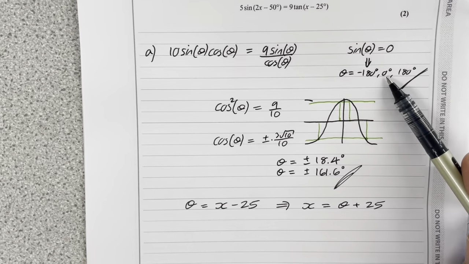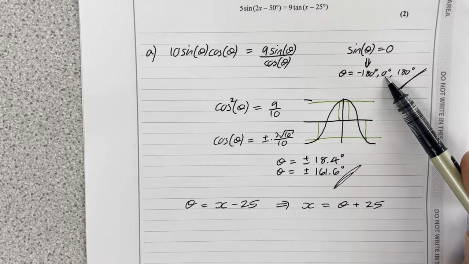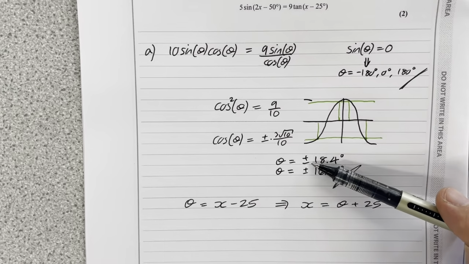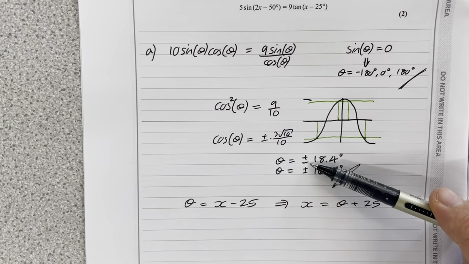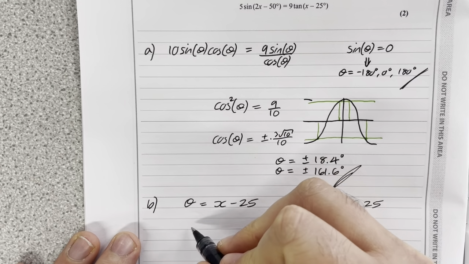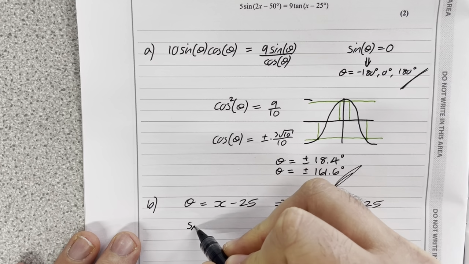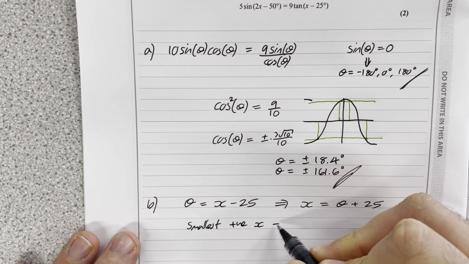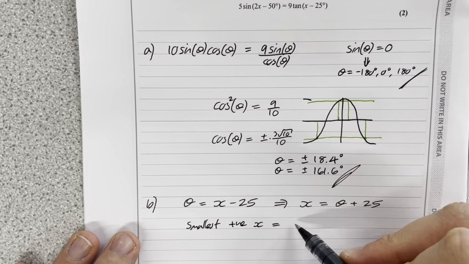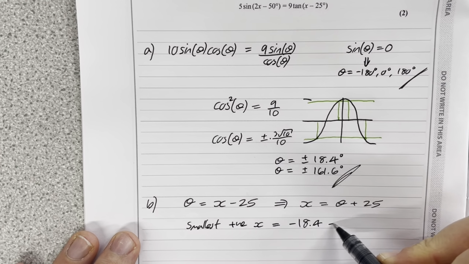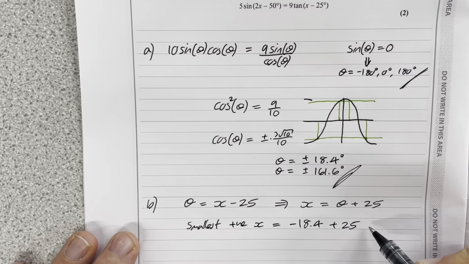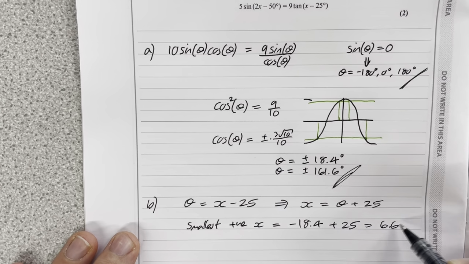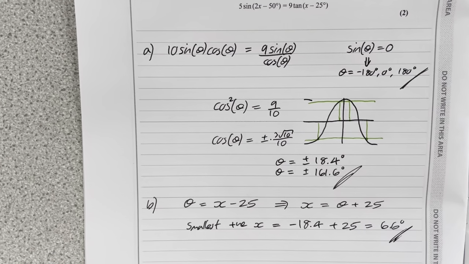So we just need to choose the smallest value of theta that will make that positive. So I could choose 0. That would give me an x value of 25. That's quite small. However, actually, if I choose theta as minus 18.4, when I add 25 to it, it will become positive. So the smallest positive x will equal minus 18.4 plus 25, which is 6.6 degrees. There we go.